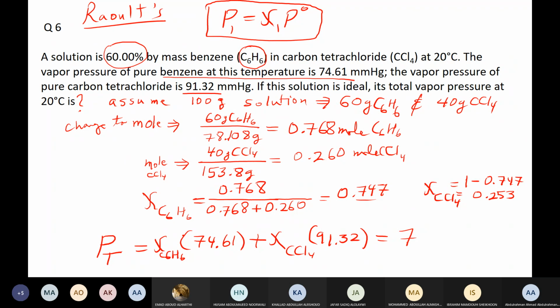78.8. Do I have to change the pressure to any other than millimeter Hg? Do I have to change it to atmosphere? No. Unless the answer is in atmosphere. Otherwise, this is acceptable. Is this clear? Who got the same answer? Excellent. All right. Should we move to the second question then?